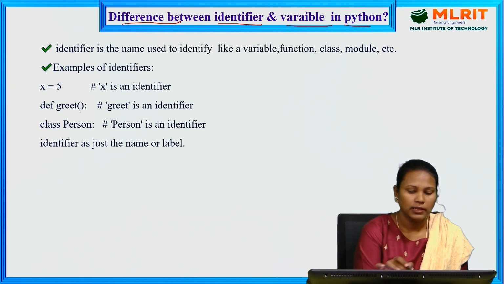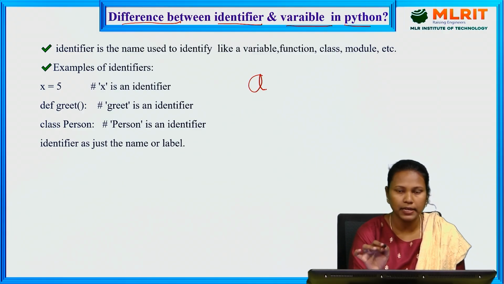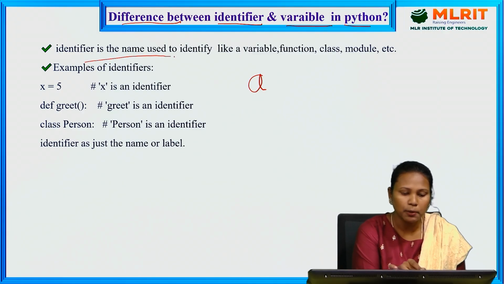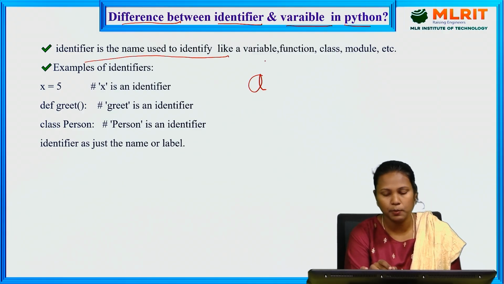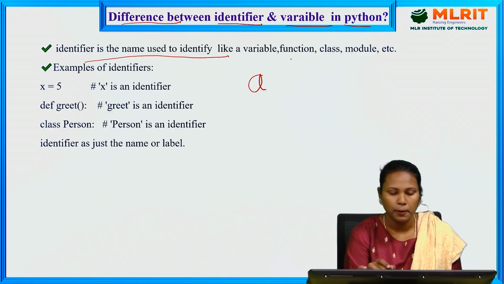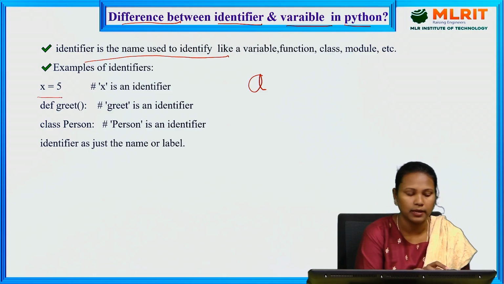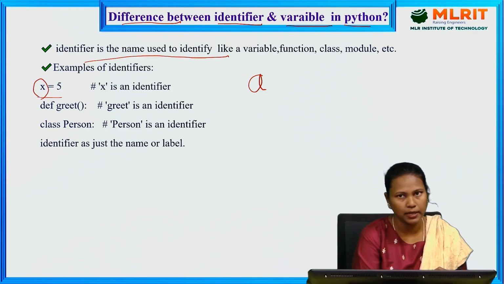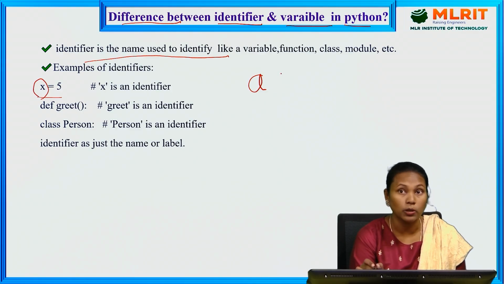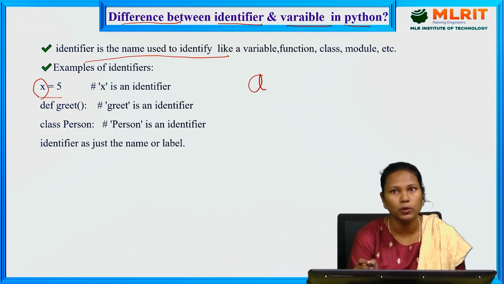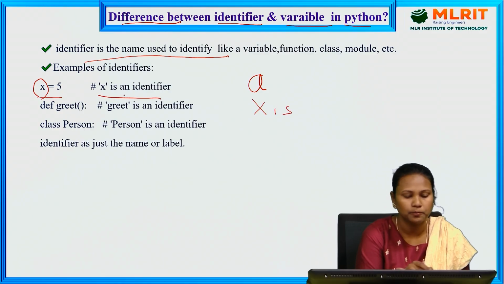The first thing is, an identifier is a name used to identify a variable, function, class, or module. I have given some examples. X is equal to 5. X is an identifier. X equal to 5 is also a variable because it holds the value. So, here X is an identifier.